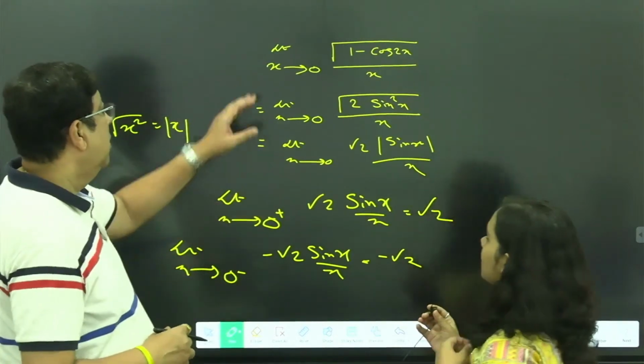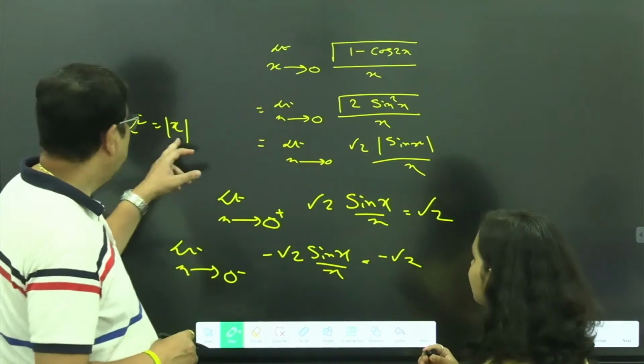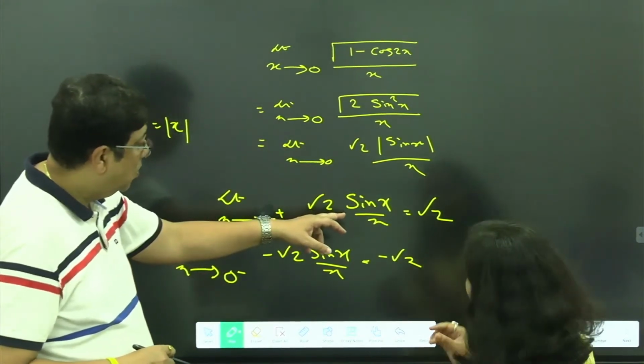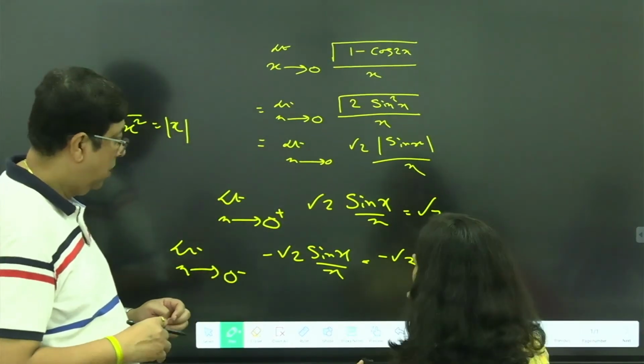Sir, explain from the beginning. This step is okay. Then root over of x square is mod x. This step is okay. When x tends to 0 plus, you have understood? Yes, sir. When x tends to 0 plus, there will be sin x by x equals to 1. Okay. So the answer will be root 2.